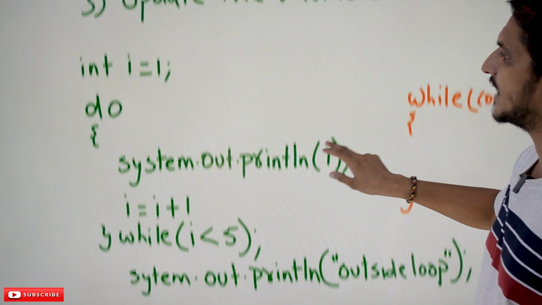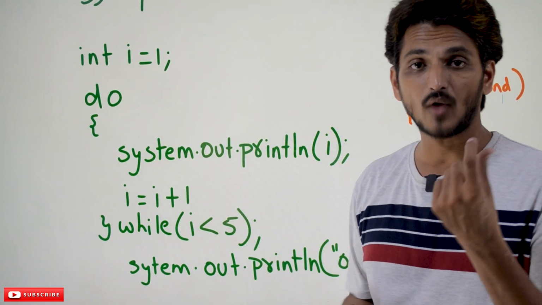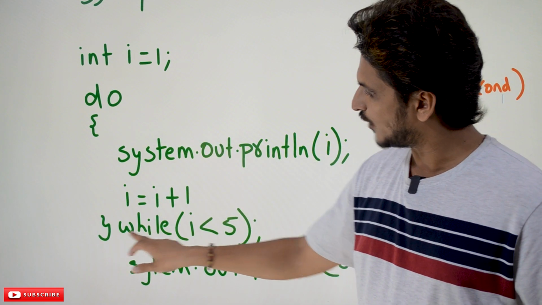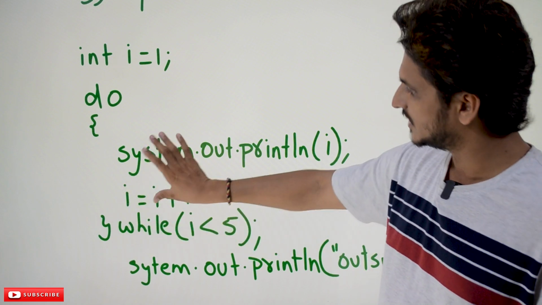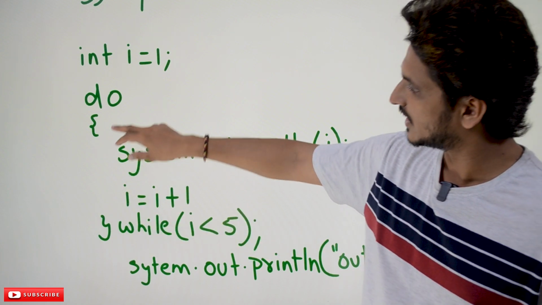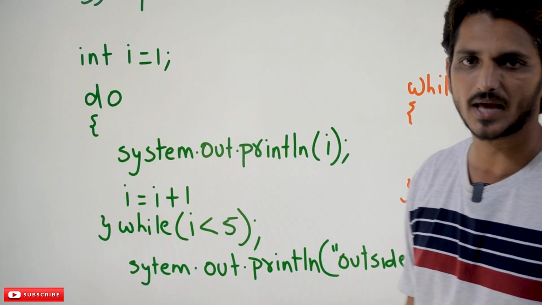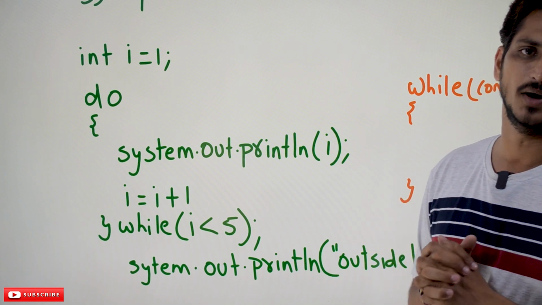Let's understand the example. int i = 1. We initialized the variable to the value 1. Then do-while. Do, open brackets, closed brackets. Whatever code we have written in between the open and closed brackets, we call it the body of the do-while loop.